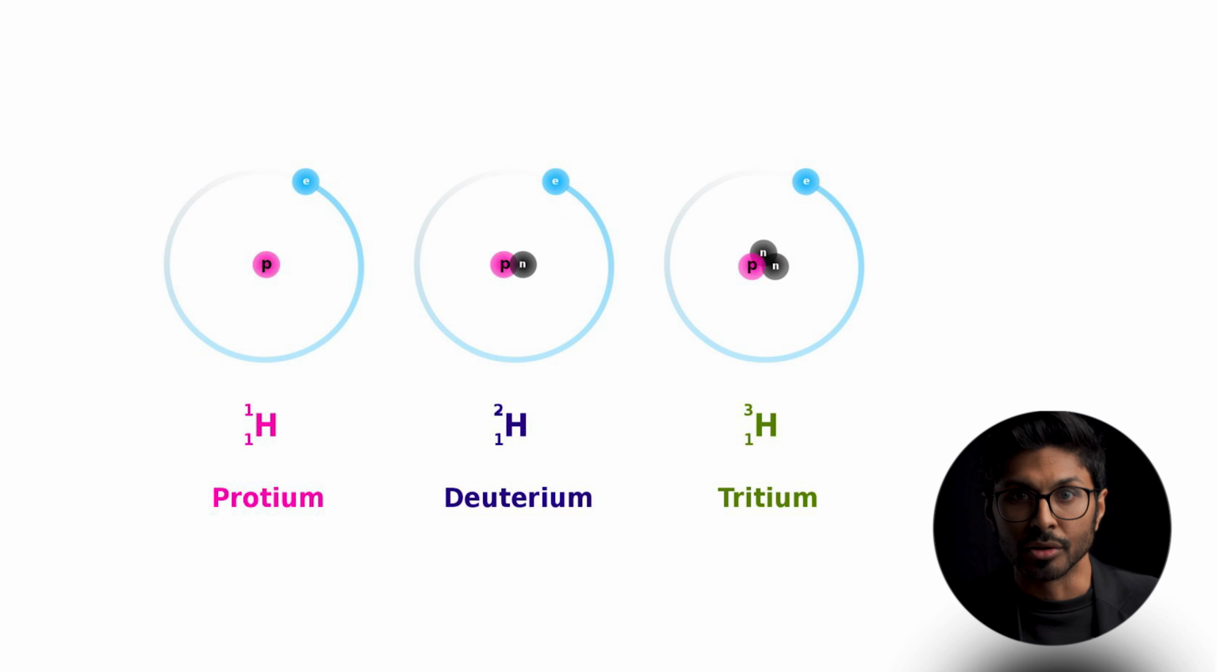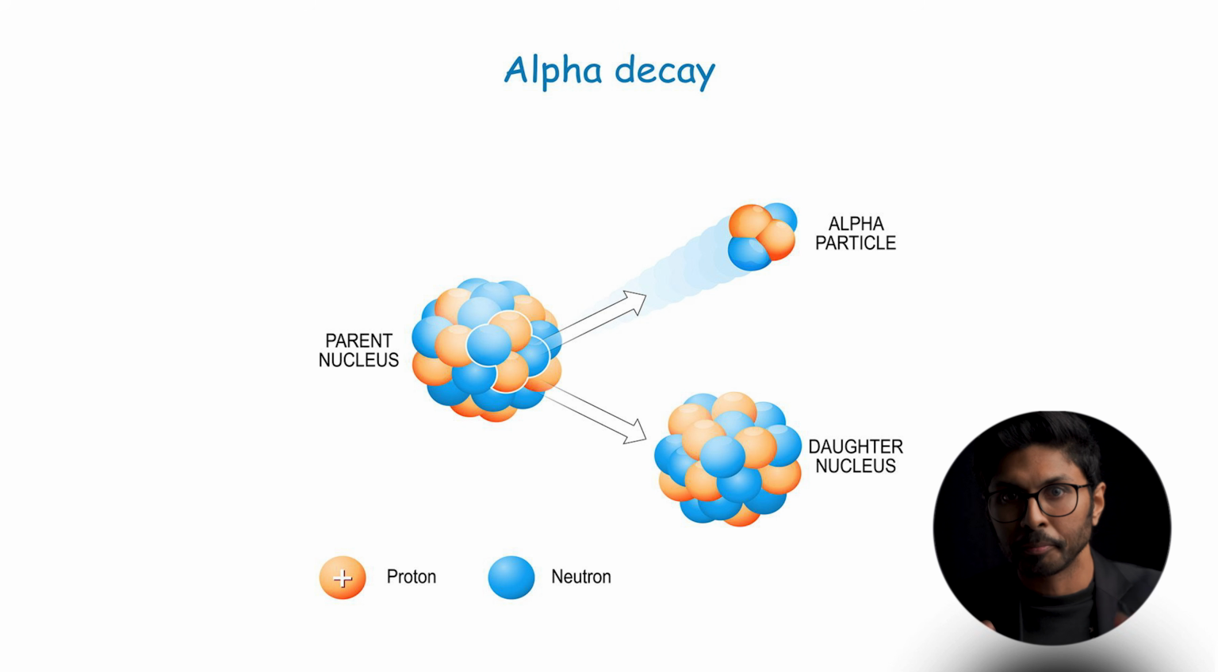Hydrogen 1 hasn't got any neutrons. Deuterium has got 1, and tritium has got 2. Some isotopes, like tritium, are radioactive, meaning they aren't stable and they decay over time, releasing radiation.